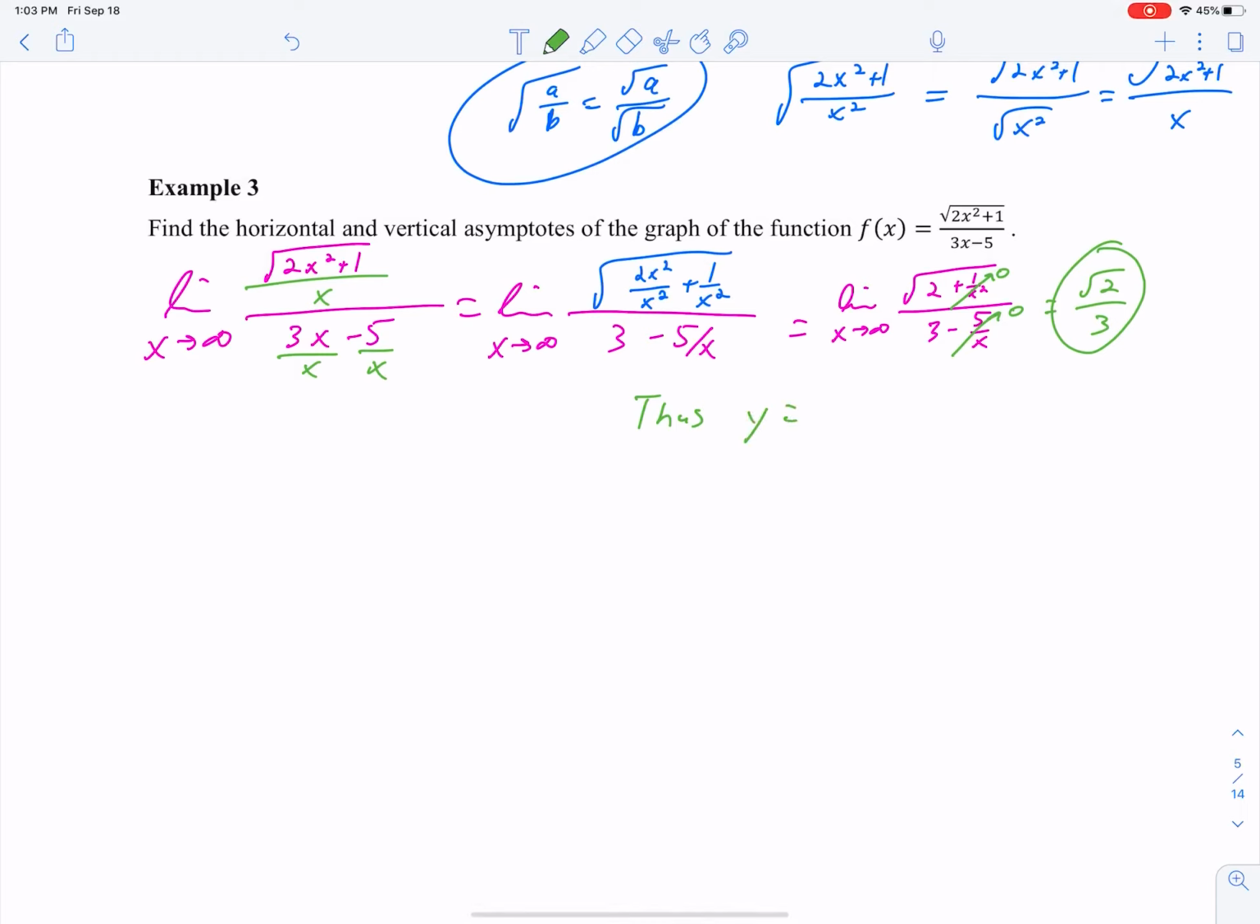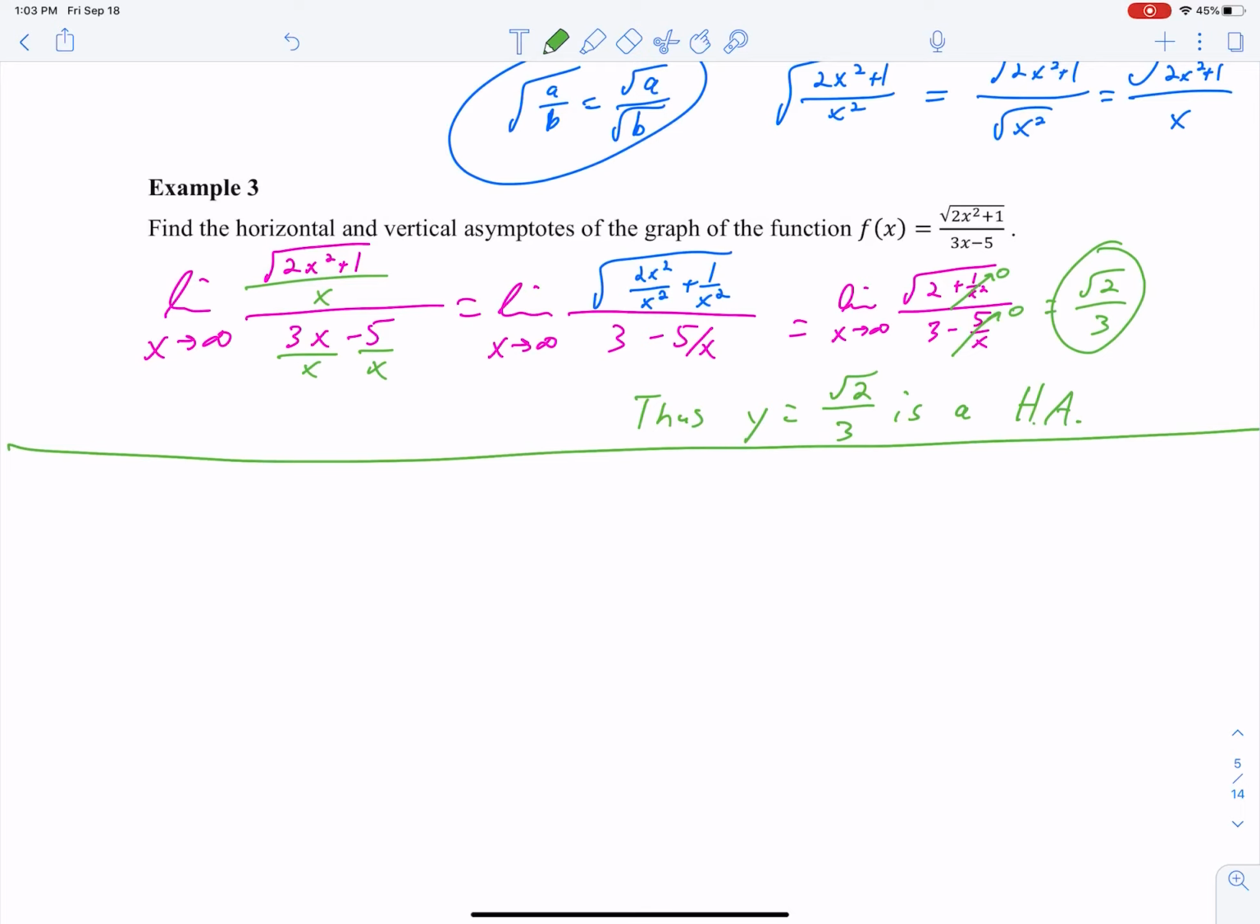Thus, y equals radical 2 over 3 is a horizontal asymptote. I don't want to write horizontal asymptote out, and you don't either. You can write HA for horizontal asymptote. There we go, because we followed that rule. We took the limit as x approaches infinity of this function, we got a limiting value, so that makes it a horizontal asymptote.